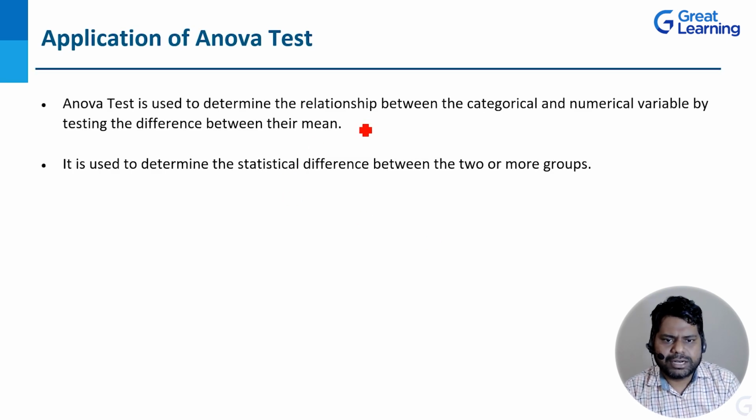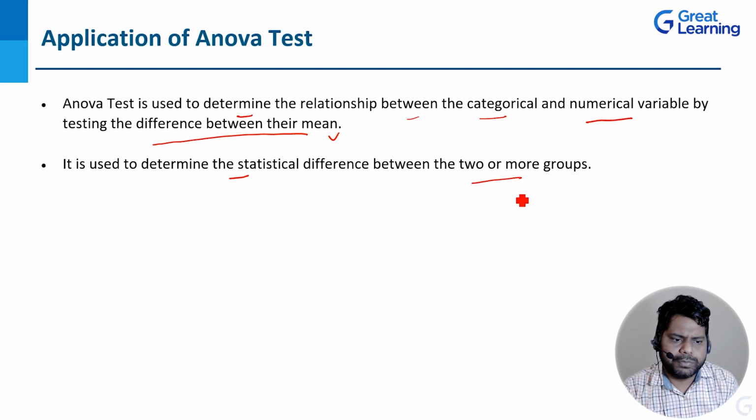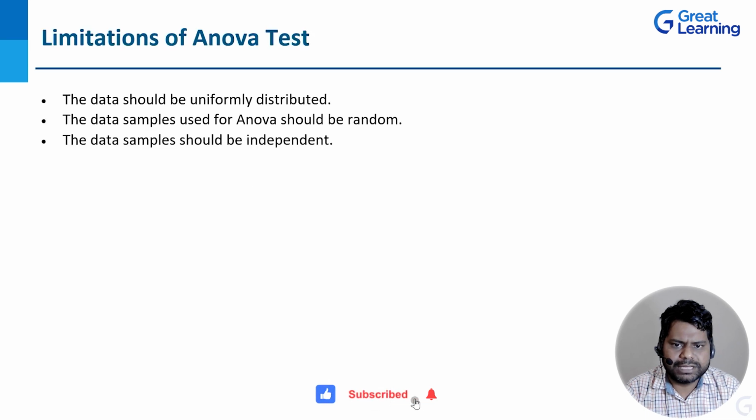So basically, the ANOVA test can be applied when we want to determine the relation between a categorical and a numerical variable by testing the differences between their means. It is also used to determine the statistical difference between two or more groups. Now let's discuss some of the limitations of the ANOVA test.